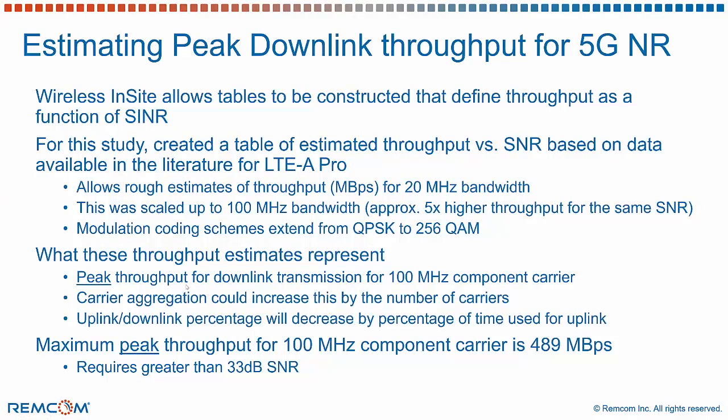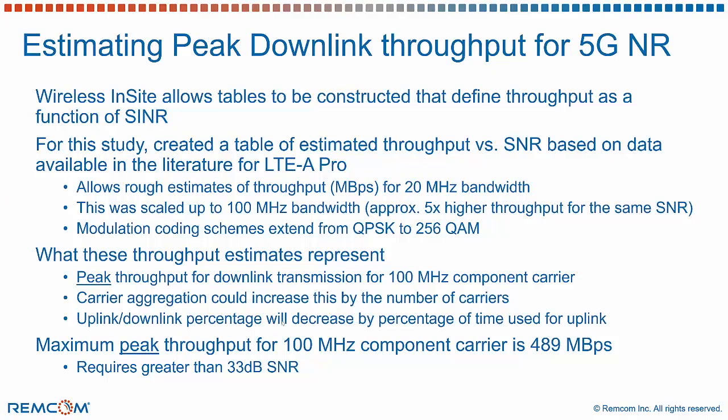Next, we estimated the peak downlink throughput for 5G NR. So Wireless Insight allows tables to be constructed that define throughput as a function of signal to noise or signal to interference plus noise ratio. For this study, we created a table of estimated throughput versus SNR based on data that was available in the literature for LTE Advanced Pro. So this allowed us to get rough estimates of throughput in megabits per second for a 20 megahertz bandwidth, which we could then scale up to the 100 megahertz bandwidth that we expect for 5G. Modulation coding schemes using this approach extend from QPSK up to 256 QAM. What these throughput estimates represent are the peak throughput for downlink transmission for our 100 megahertz component carrier.